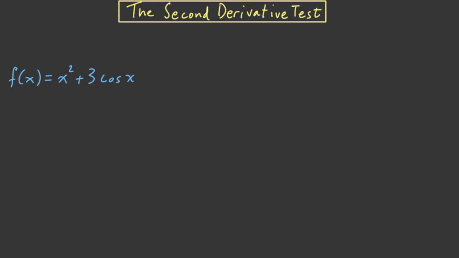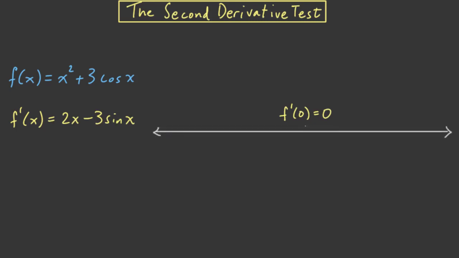You just looked at the function f of x equals x squared plus 3 cosine x. And here, the derivative f prime of x equals 2x minus 3 sine x. So if you calculate f prime of 0, you get 0. That means we have a critical point at x equals 0. And we sampled some other values of f prime. f prime of pi over 2 was positive, and f prime of minus pi over 2 we saw was negative.